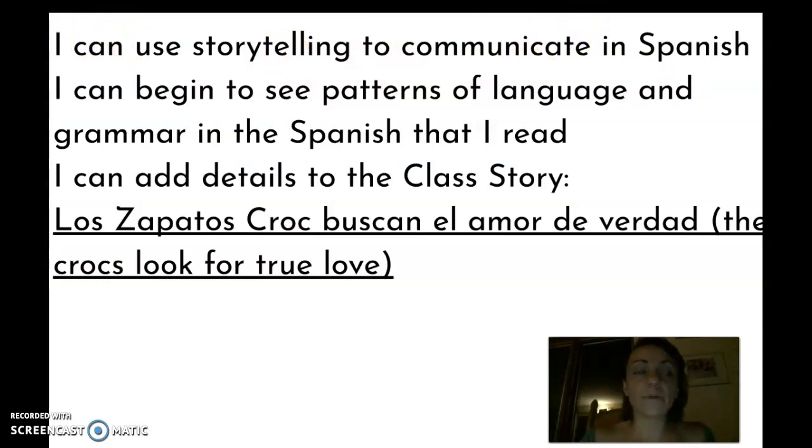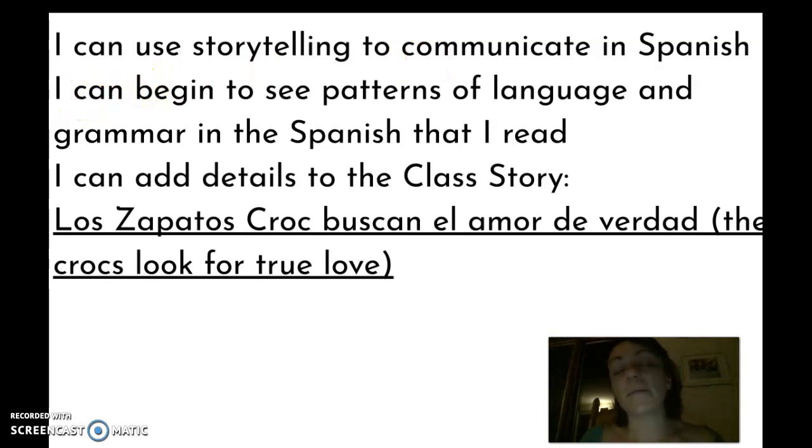Number 1, learning target today. I can use storytelling to communicate in Spanish because life is just a story. When we talk to our friends, to family, to people that we're meeting for the first time, in a job interview, the communication skill that we're using is storytelling. Talking about things that we used to do in the past, things that we've learned, places we've been. A lot of it is storytelling. So that's why we use storytelling a lot in Spanish class to communicate.